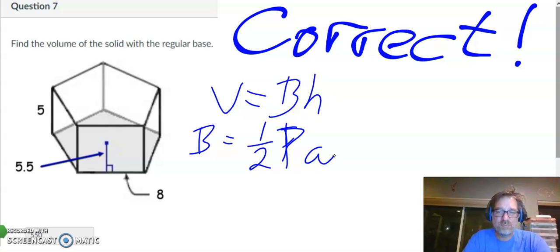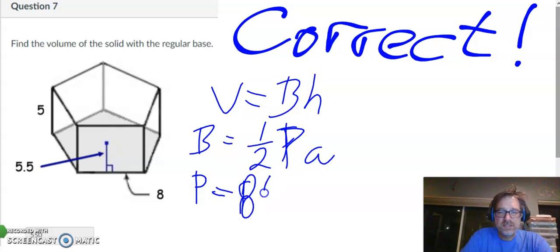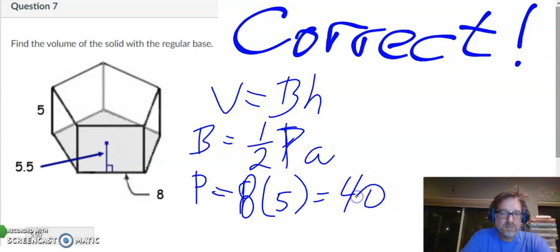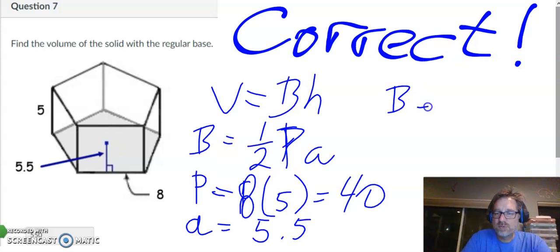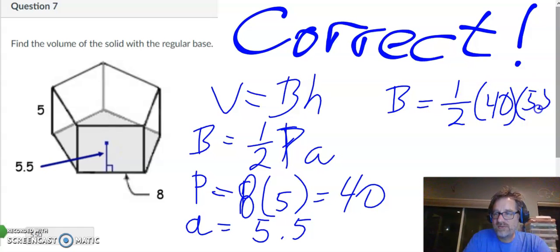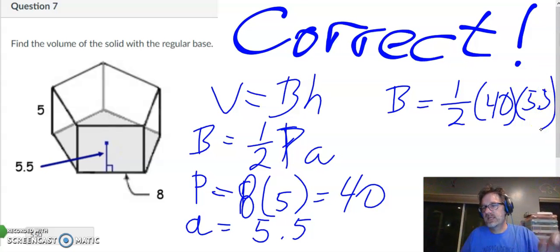So I've got 1/2 perimeter times apothem. So perimeter is going to be 8 times 5, which is 40. Apothem is the distance from the center to the side, which is 5.5. So big B is going to be half of 40 times 5.5. Half of 40 times 5.5.